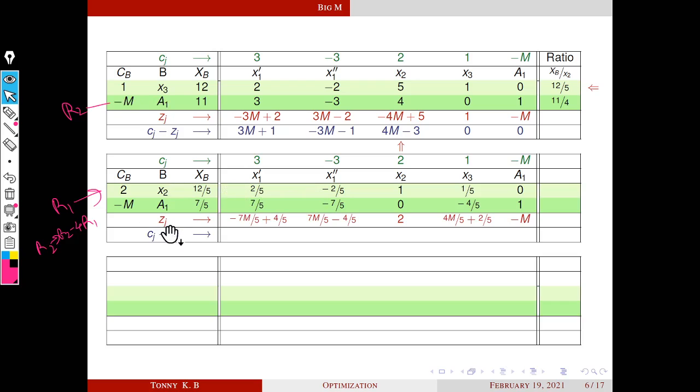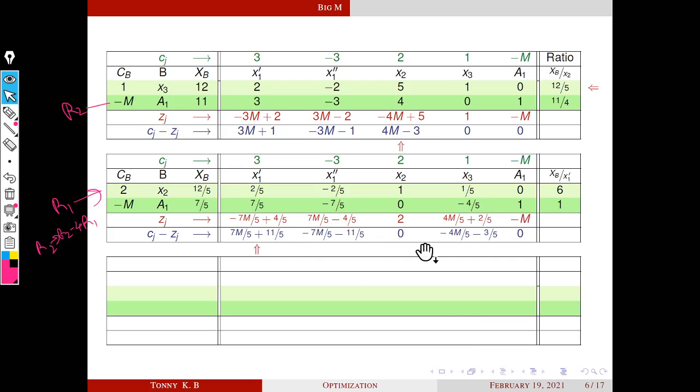Next we have to find the zj's, as similar to the previous case. These are the zj's. And next we have to find cj minus zj. These are the cj minus zj. Is it optimum? Not all of them are less than or equal to 0. There is one term which is positive, 7m by 5 plus 11 by 5. All others are less than or equal to 0. So this one is our entering variable, x1 dash is entering, and you take the ratio and take the minimum, which gives the leaving variable.